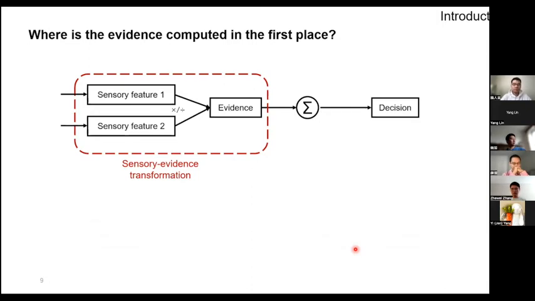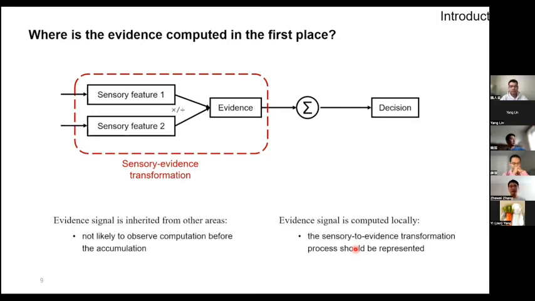So we design a probability-based reasoning task in which evidence is determined by stimulus shape and color. And if we observe both the evidence accumulation and the computation before the evidence accumulation in the LIP, then the interpretation will be that the evidence is more likely to be evaluated locally in the LIP.